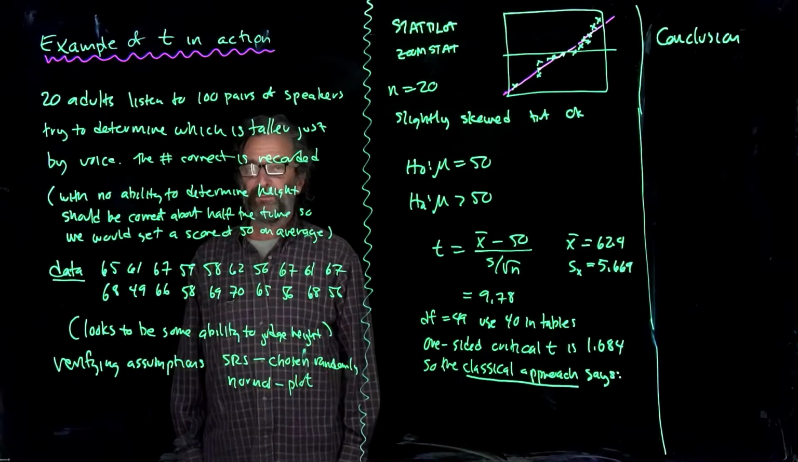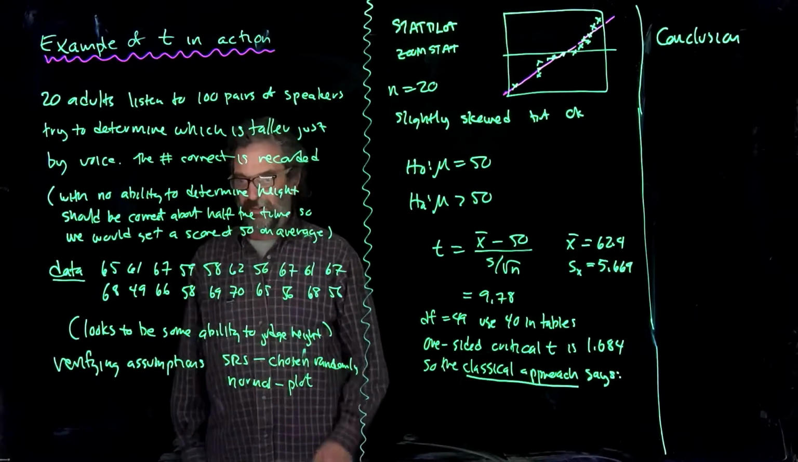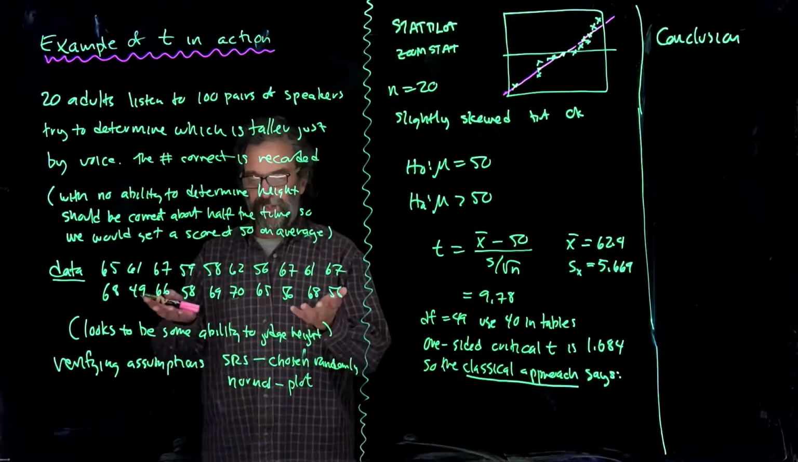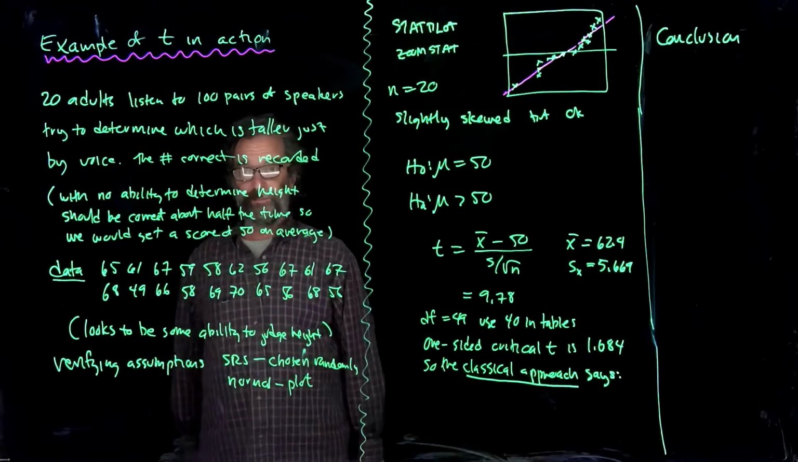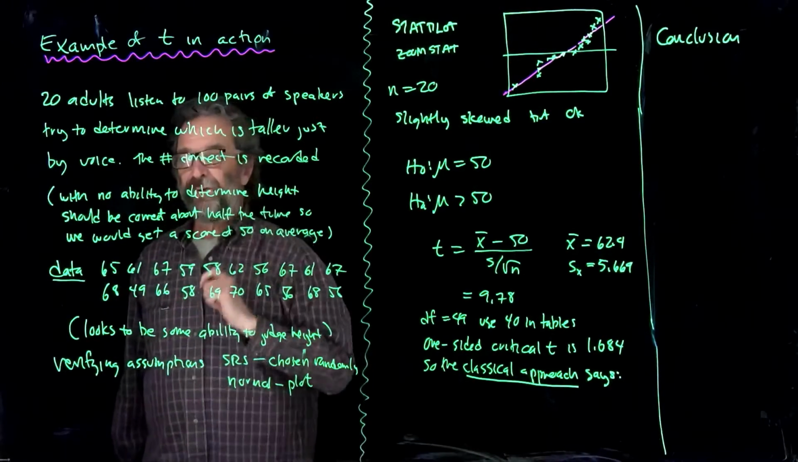100 pairs. They say the same phrase, like, hello, how are you? And then, hello, how are you? And you're going to pick, for each pair, who you think is taller just by the sound of their voice. 100 pairs. The number of correct responses is recorded.